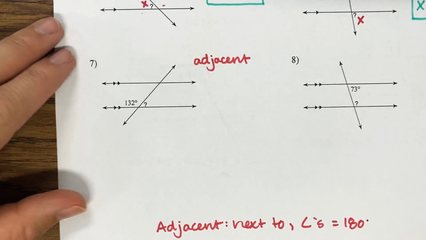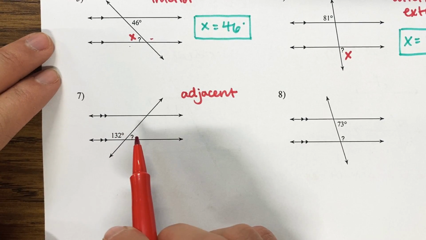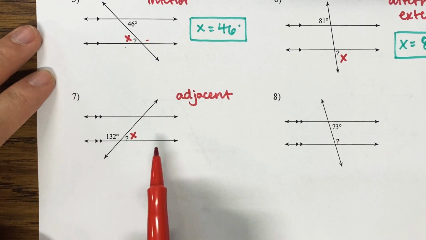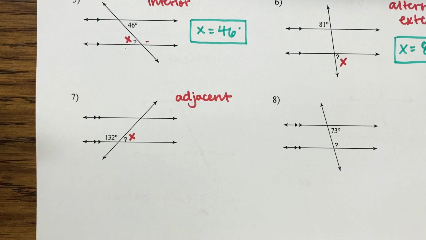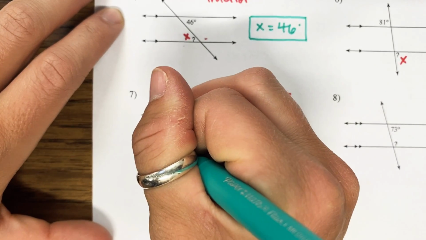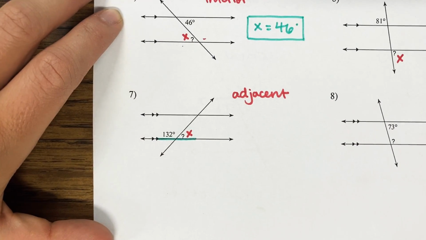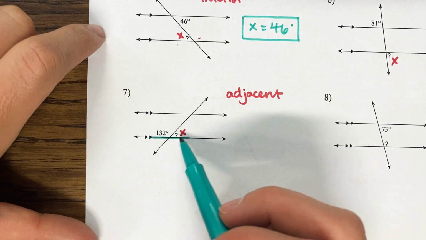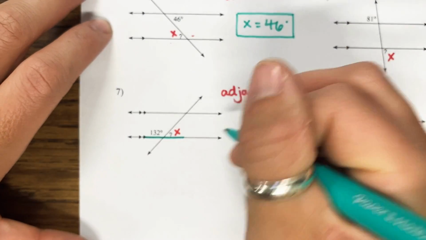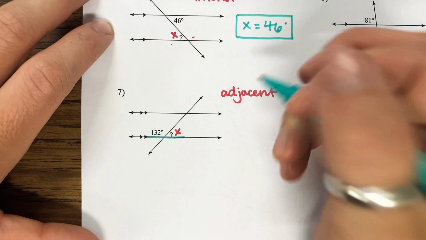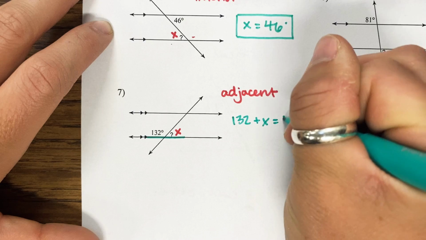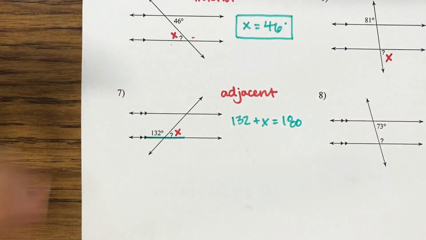Whenever you see angles that are right next to each other, one's right here, one's literally right next to it, we'll call this guy X. They are adjacent. These guys are equal to 180 degrees because you see how they form this straight line? We know that a straight line is 180 degrees. So now in order to find X, I can add these both up to 180 and solve. So I have 132 plus X equals 180.